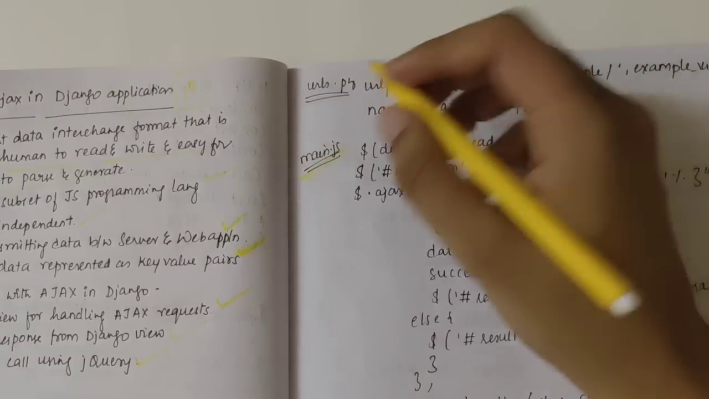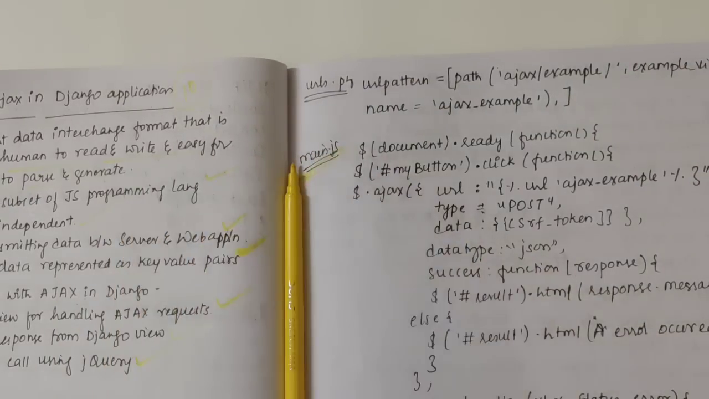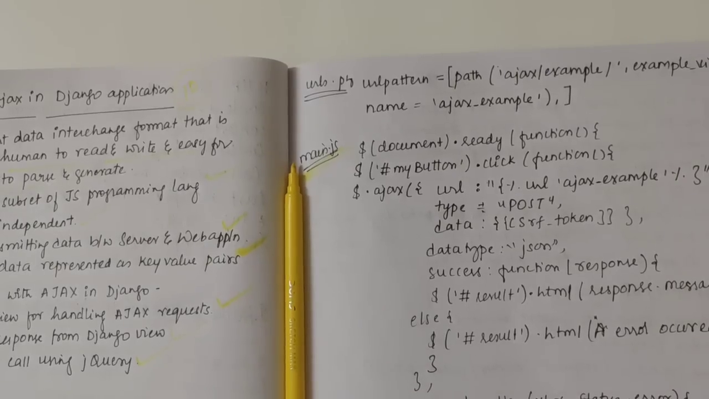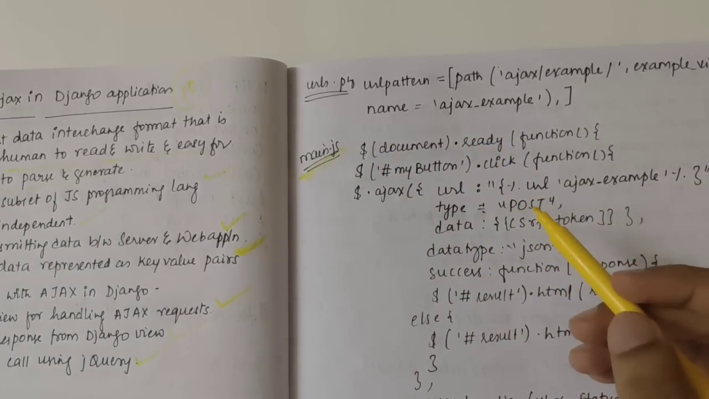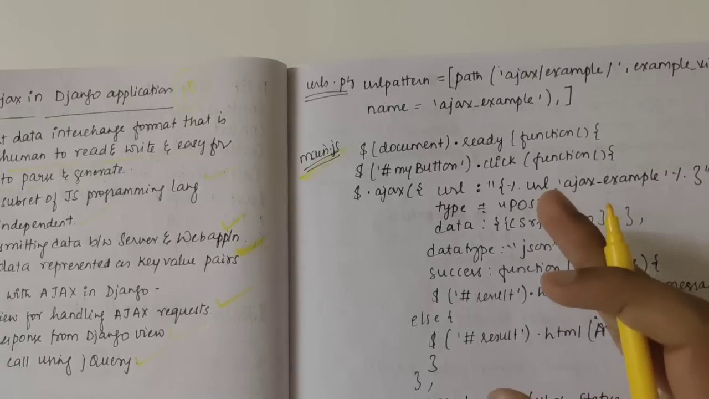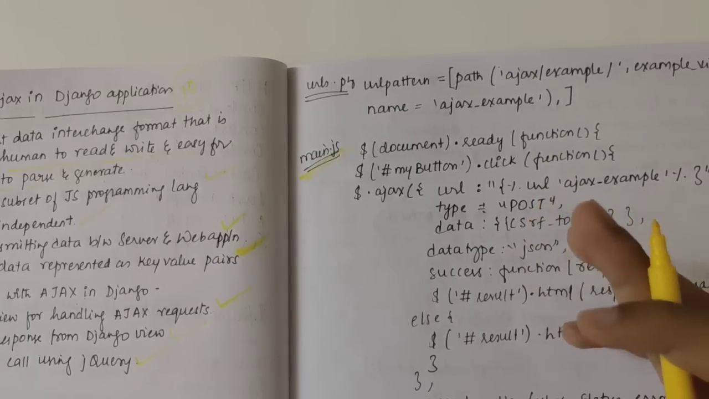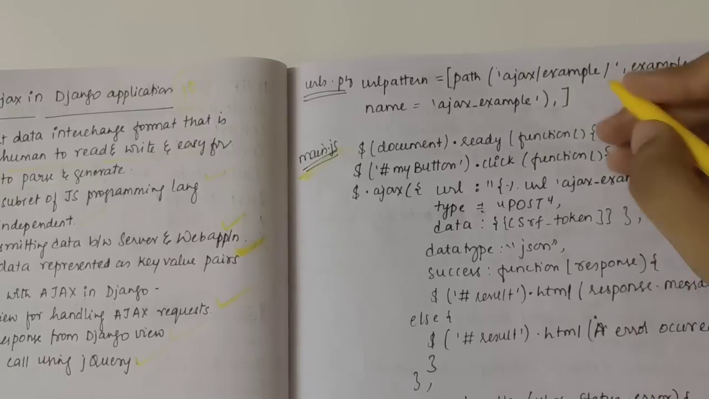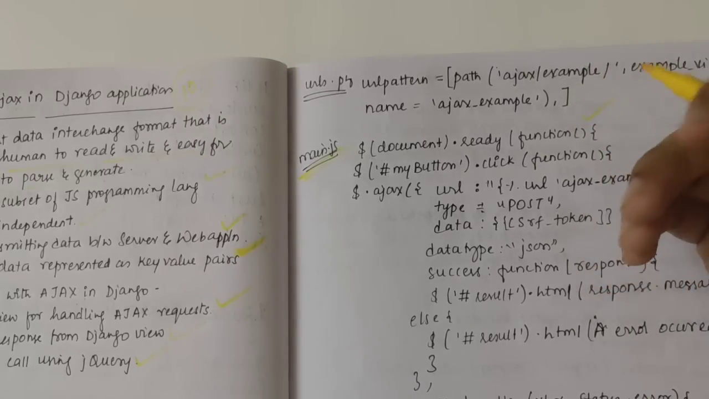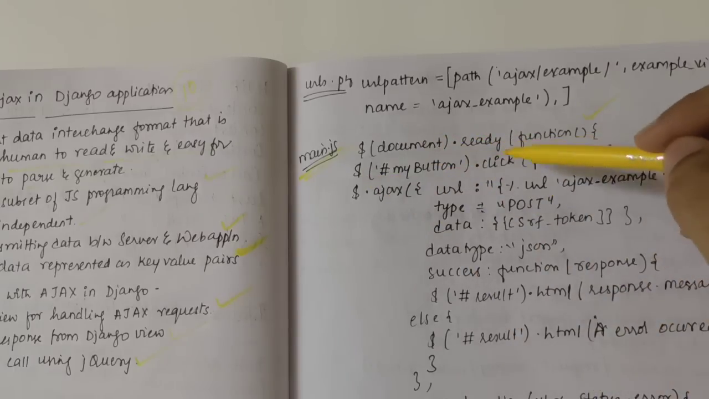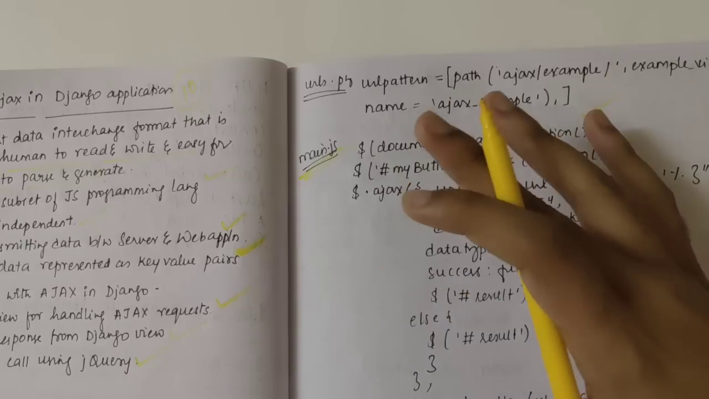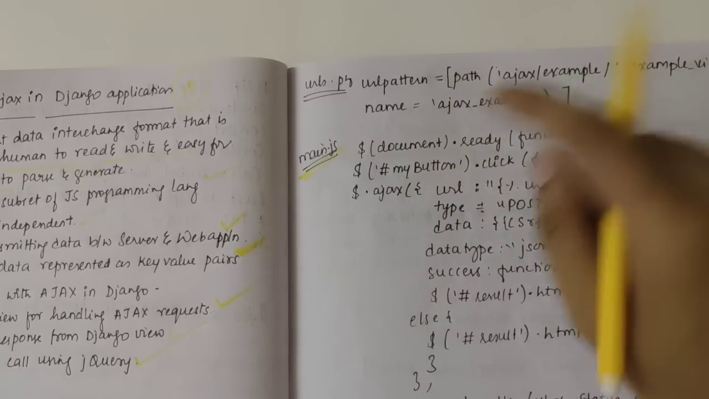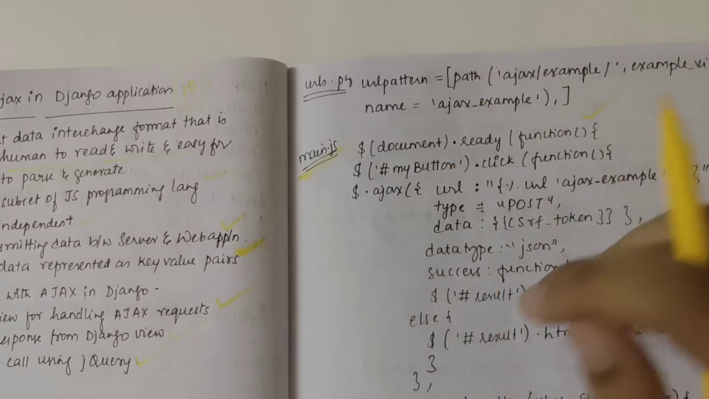Next, coming to main.js. In main.js I'll be specifying the Ajax call part. Okay. So first I have the document ready function. This document ready function will make sure that it runs only after the document, that is the web page, is fully loaded. Once the web page is fully loaded, I'll get into further, that is the $mybutton.click function. So when I click the button, that is my button, the processing should start.